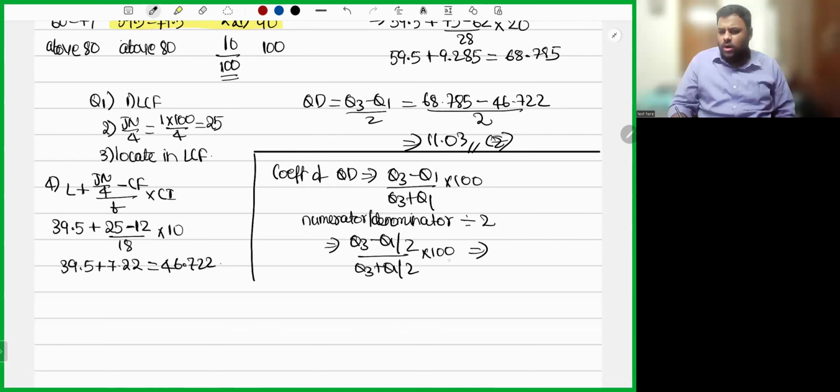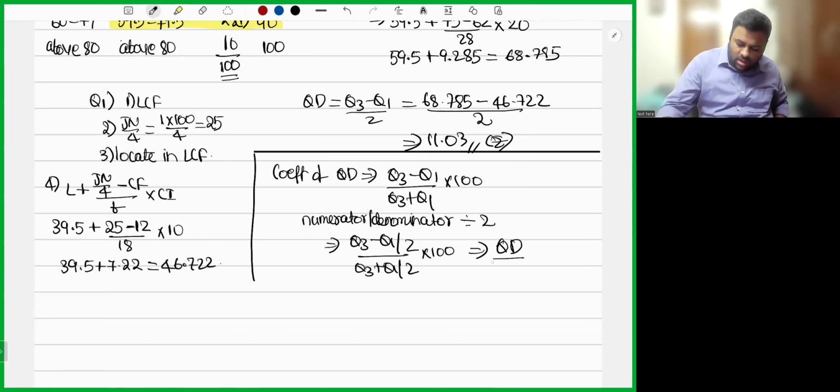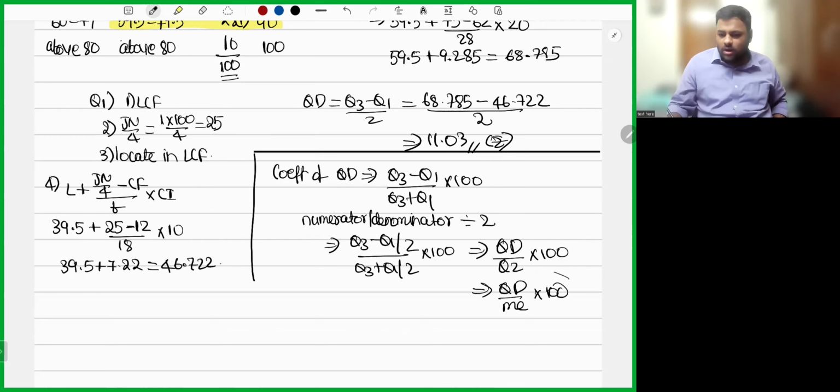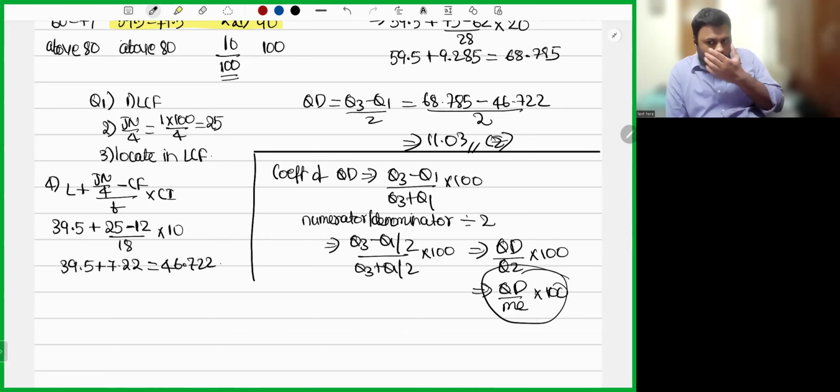Now Q3 minus Q1 by 2. What is Q3 minus Q1 by 2? Quartile deviation. What is half of Q3 and Q1? Obviously Q3 plus Q1 by 2 will be quartile 2, into 100. What is quartile 2, my dear friends? Median, right? That's the reason the formula is quartile deviation divided by median into 100. This is how you got the formula for quartile deviation. One more formula for coefficient of quartile deviation.